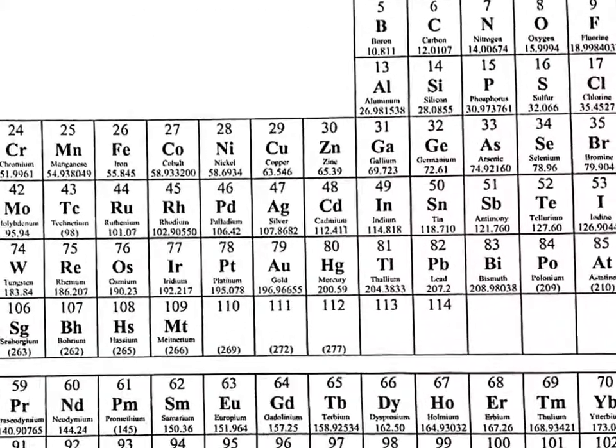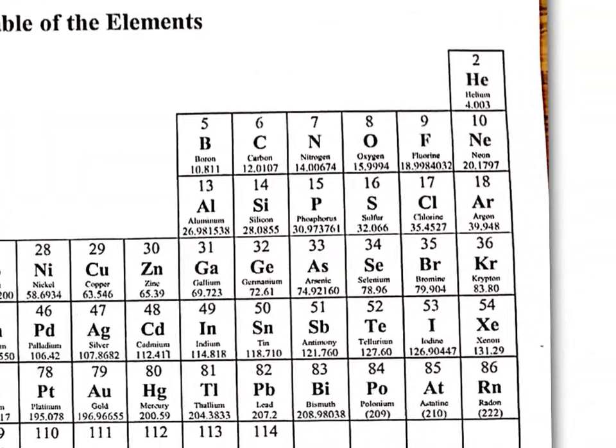If you look at the periodic table, the element is described. We have the atomic symbol, the actual name of the element, the atomic number, that is the number of protons, and then here we have the average atomic mass. So this is the number we're going to be using.